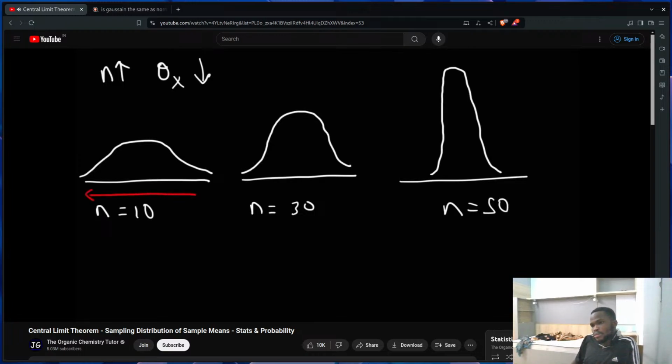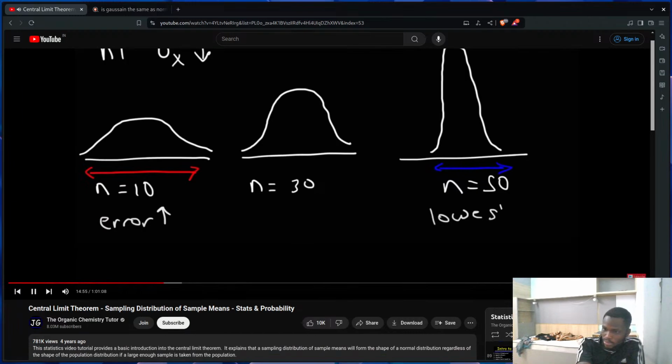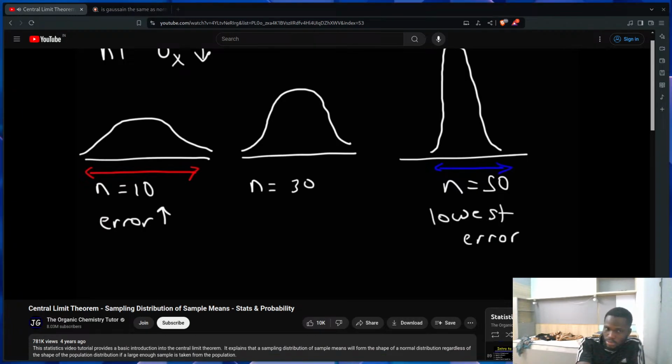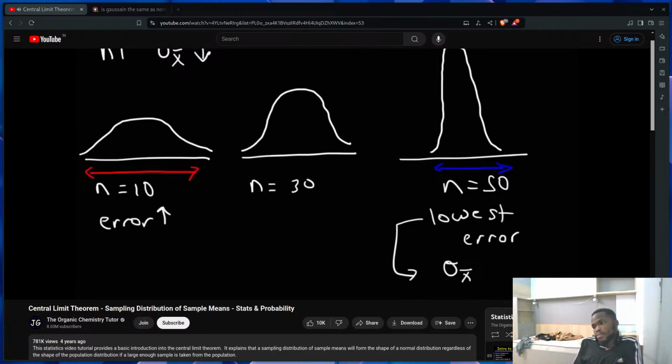So this has the longest spread and therefore the greatest error. And this one has the shortest spread and therefore the lowest error. So the standard error, or the standard deviation of the sample mean, is going to be the lowest when n is the greatest. So just keep that in mind. As the sample size increases, the standard deviation of the sample means will decrease, causing the graph to have a more narrow and taller shape.